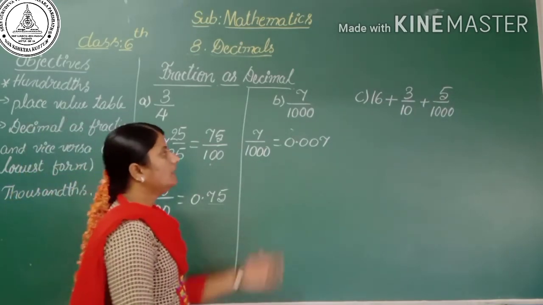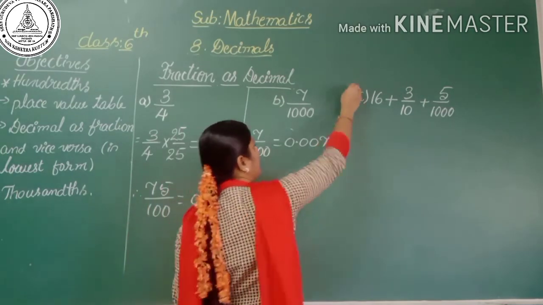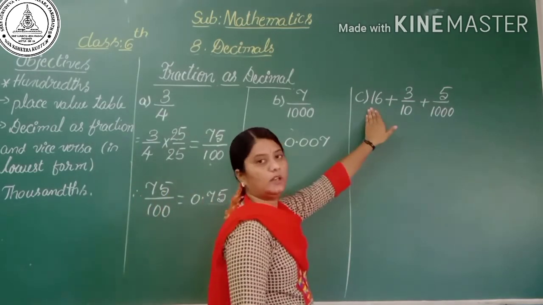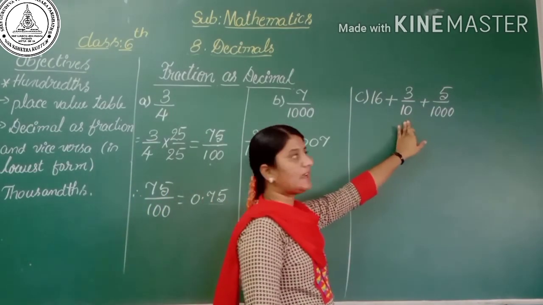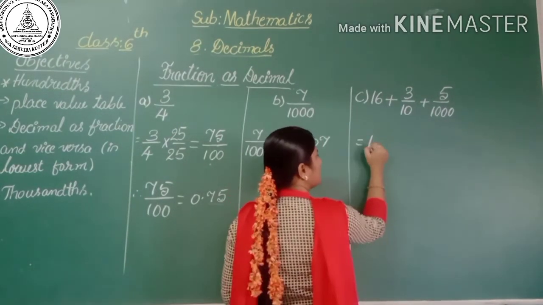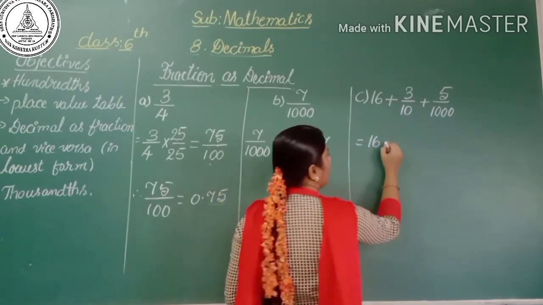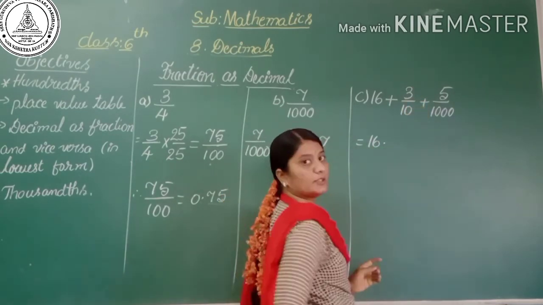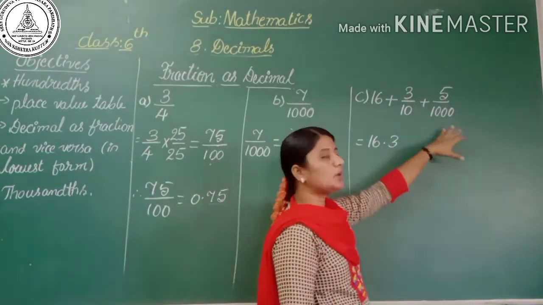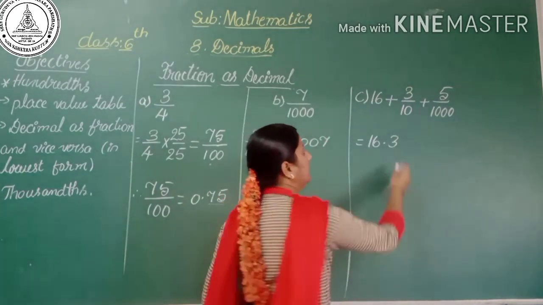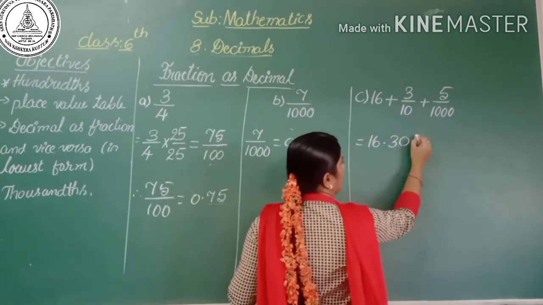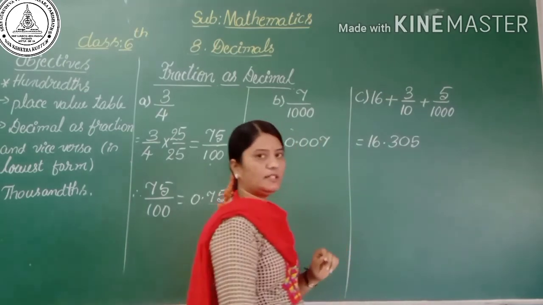Then the third one is 16 plus 3 tenths plus 5 thousandths. Here 16 is a whole number, and 3 by 10 and 5 thousandths are decimal fractions. Write 16 as it is and keep the point. 3 tenths means after the point the first place is 3, and here there is no hundredths place. They didn't give it, that means it is 0. Then 5 thousandths: we write 5 in the thousandths place.